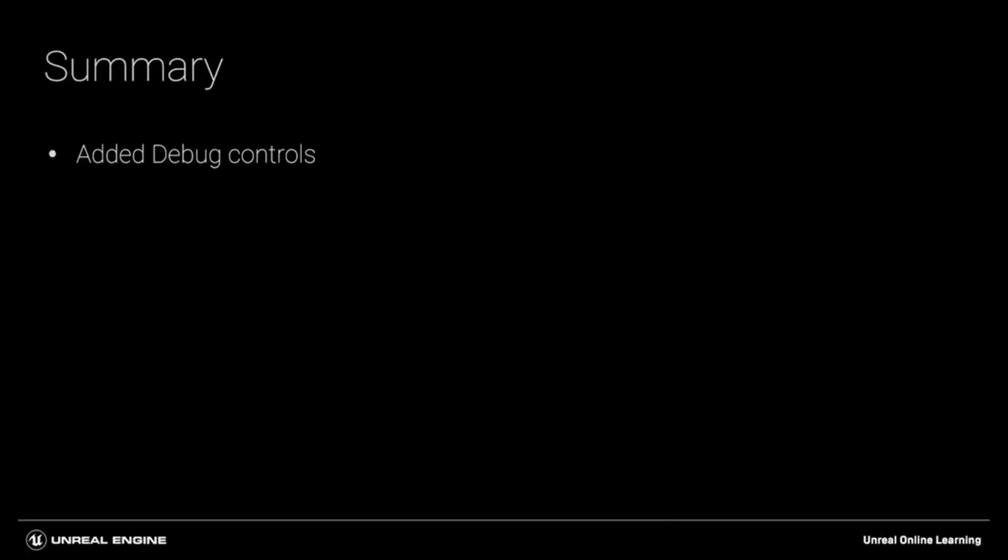We just had a look at adding debug controls and using these controls to change our variables while we were playing. Before going to the next video, maybe have a look if you can debug some other variables while tweaking them. Get your character feeling just right. In the next module, we'll add sprinting.